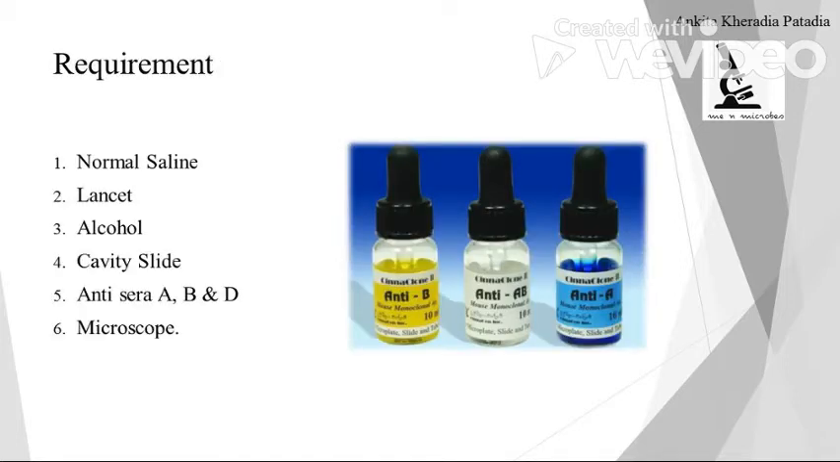For that we require 0.5 ml normal saline, pricking needle or lancet, alcohol for sterilization of the fingertip, cavity slide, antisera A, B and D. Here in the picture you can see that antisera bottles are available in the market like this, and a microscope for observation of agglutination. You can observe the agglutination reaction macroscopically by naked eye, and if you want to observe further, you can observe under a microscope also.